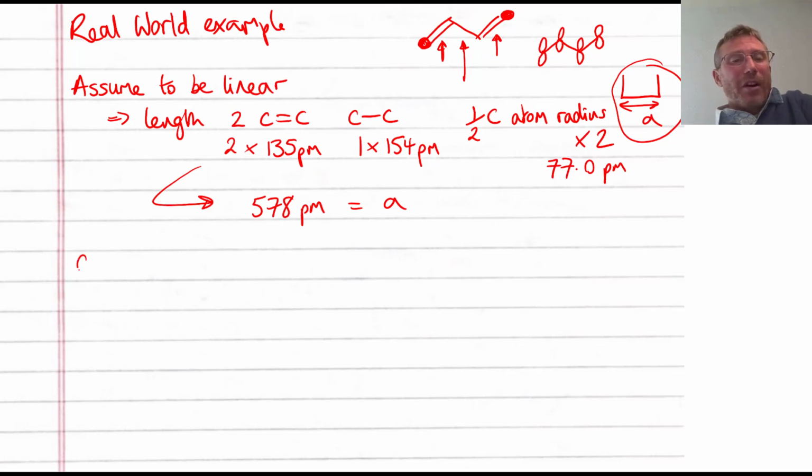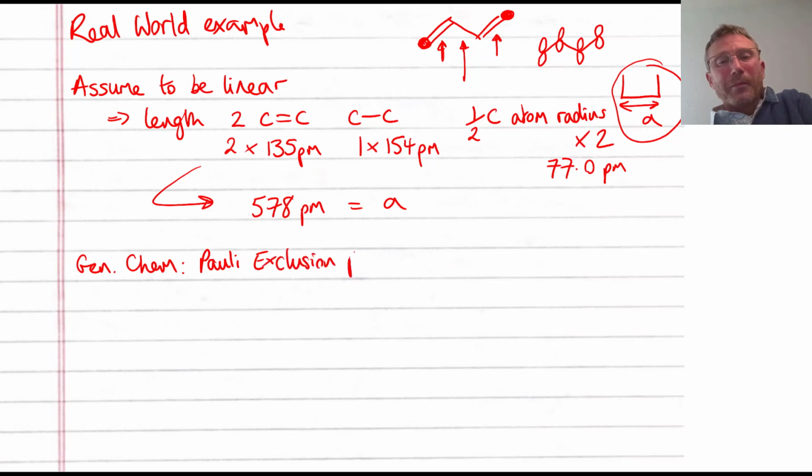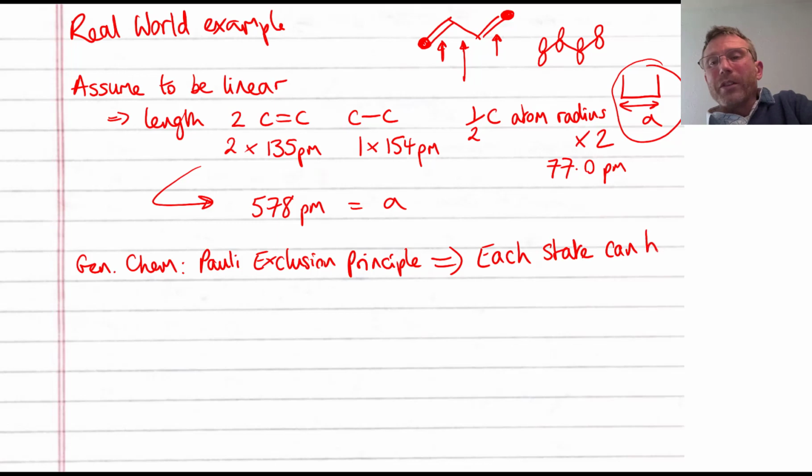Well, if you go back to general chemistry, we're going to just pull from general chemistry now. There's the Pauli exclusion principle, and this basically tells us that each state can hold 2 electrons.